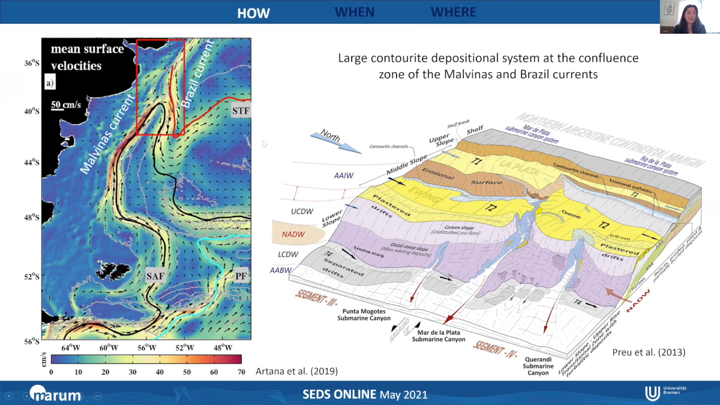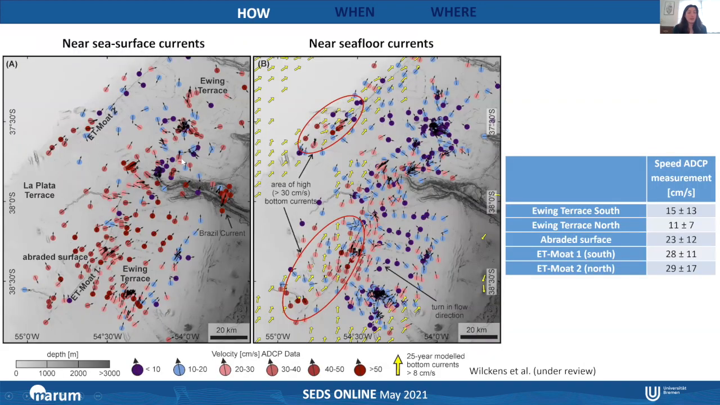And now I'm going to show you some of the vessel-mounted ADCP measurements. So these are measurements of the current velocity that are acquired from the vessel while it's moving. And here in this map, these are the surface currents. So you can see that they are relatively intense. They can be more than 50 centimeters per second, and they flow here towards the north, the Malvinas current, and then here towards the south is the Brazil current.